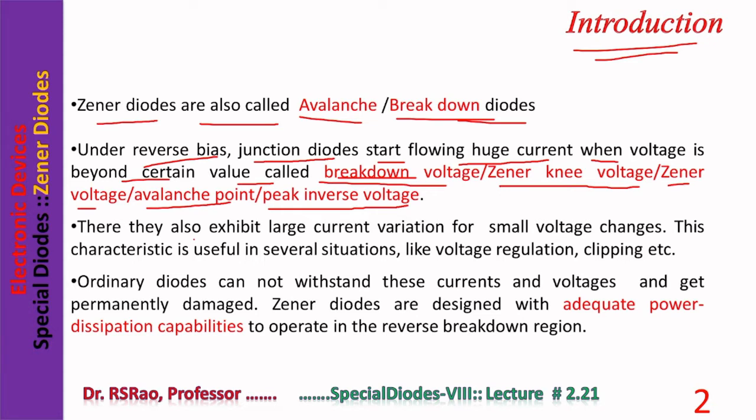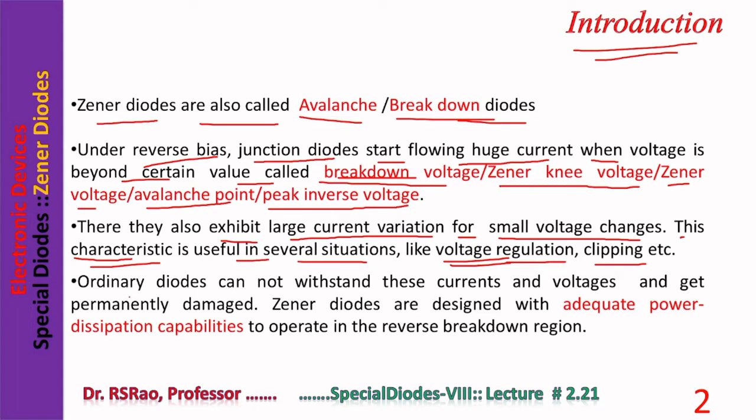These diodes also exhibit large current variation for small voltage changes. This characteristic is useful in several situations like regulation, clipping, etc. Notice, for clipping and for clamping, ordinary diodes can be used. Zener diodes also can be of good use. When it comes to voltage regulation, ordinary diodes don't work. We have to go for Zener diodes.